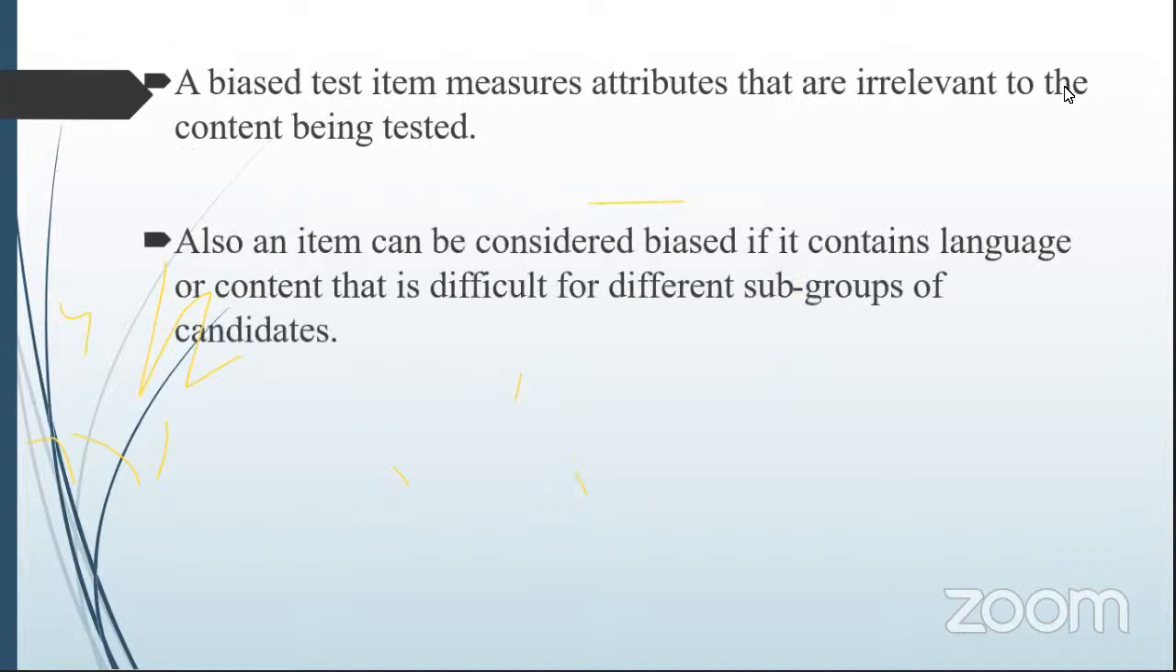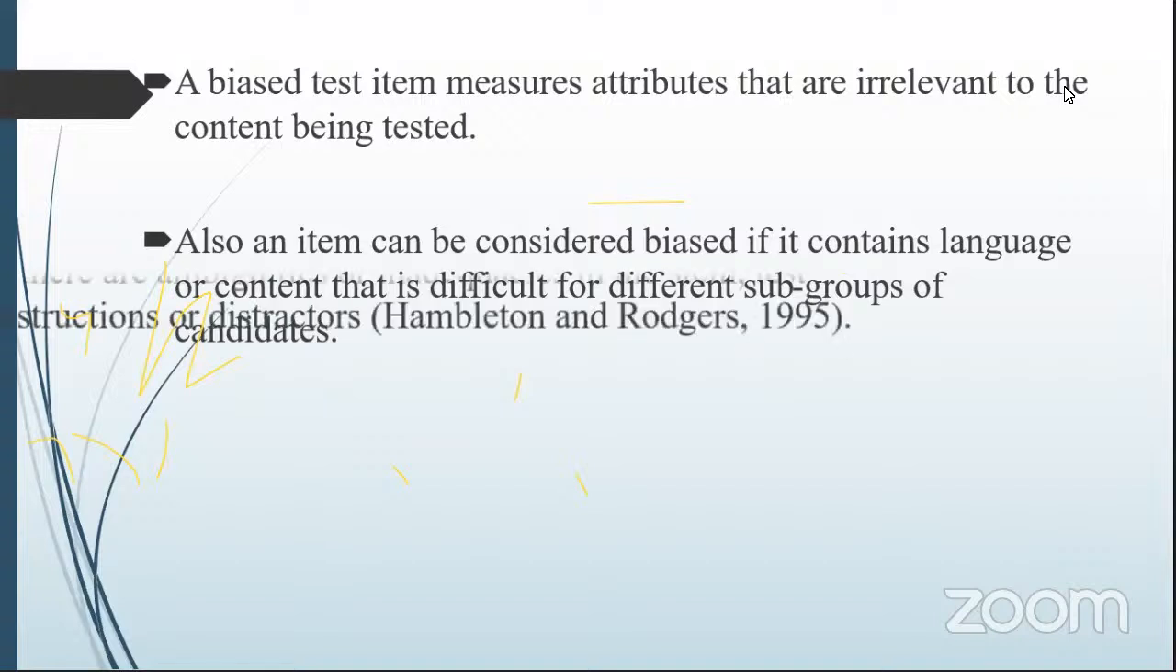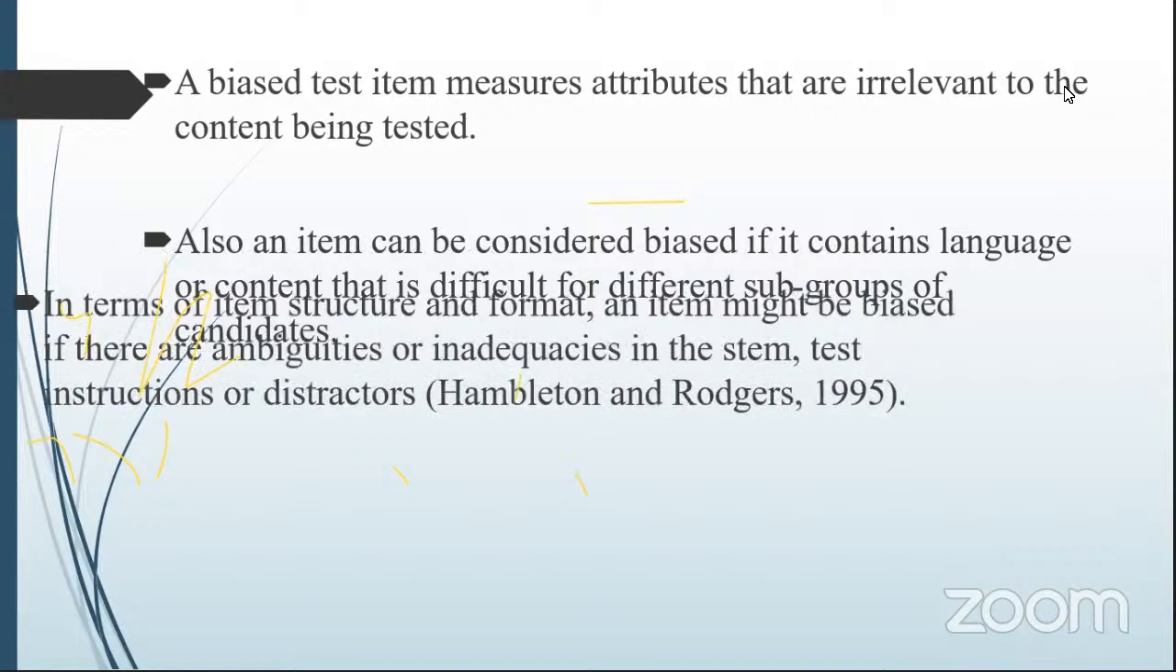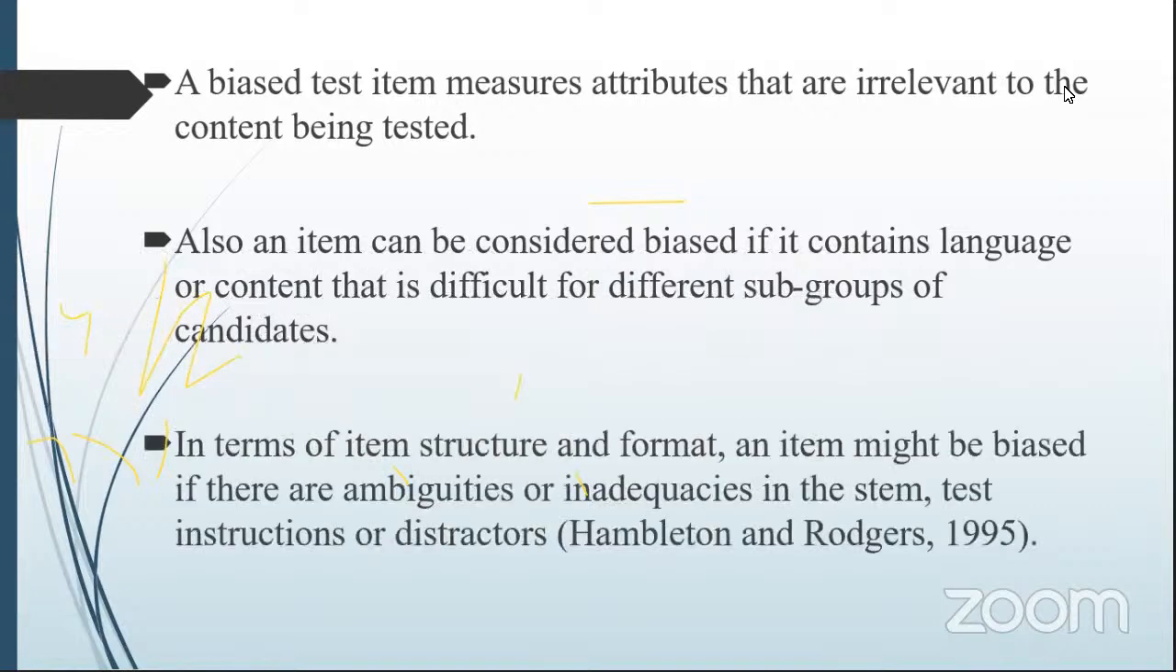A biased test item measures attributes that are irrelevant to the content being tested. Also, an item can be considered to be biased if it contains language or content that is difficult for different subgroups of candidates or learners. In terms of item structure and format, an item might be biased if there are ambiguities or inadequacies in the stem, test instructions or distractors, that is by Rogers and Hambleton, 1995.